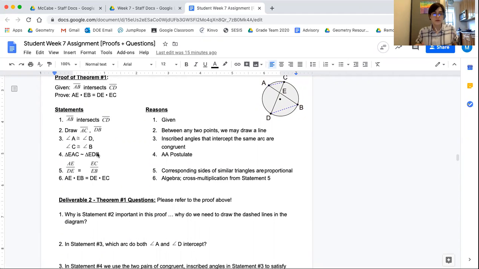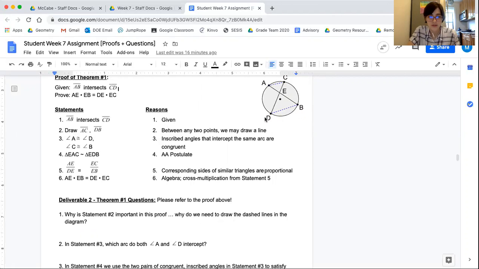So for this down here, label on your paper, deliverable 2, theorem 1. Why is statement number 2 important in this proof? Why do we need to draw the dashed lines? So here in the diagram, it's already drawn, but the original diagram, without this proof already happening, wouldn't have had them. So this proof writer added them in.